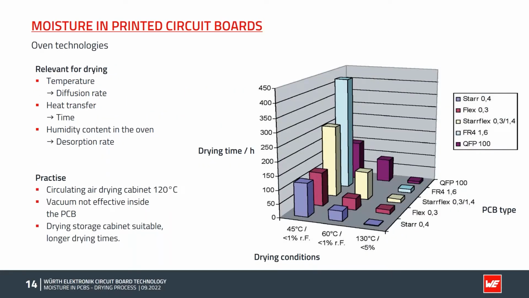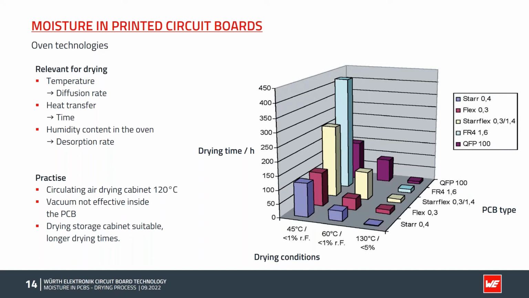So now let's talk about equipment for drying. And I intentionally do not show the ovens, but the decisive parameters. Relevant for drying is temperature. Temperature has a high impact on the diffusion rate. So if you want to dry quickly, we have to raise the temperature to increase the diffusion rate for the moisture to go outside to the surface and dissolve into the air in the oven.